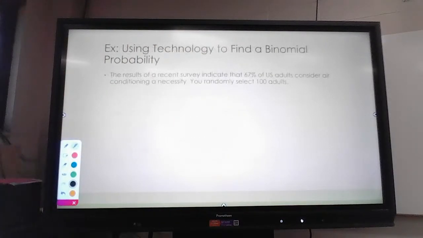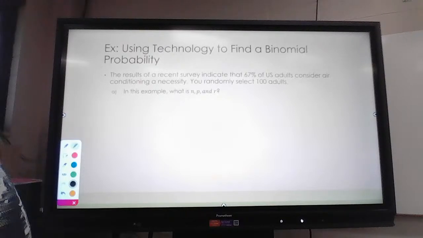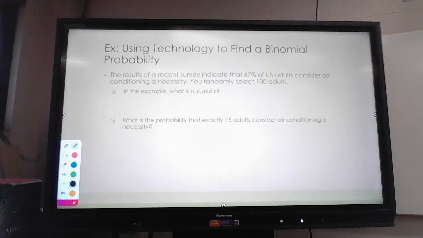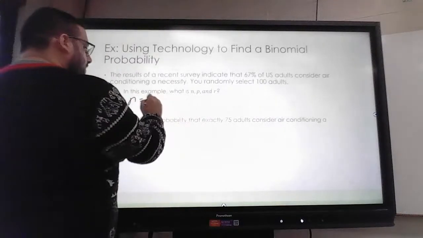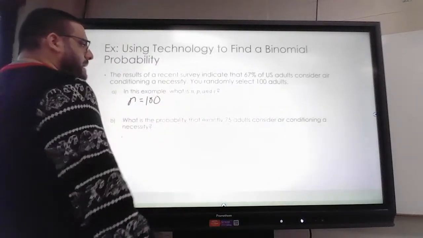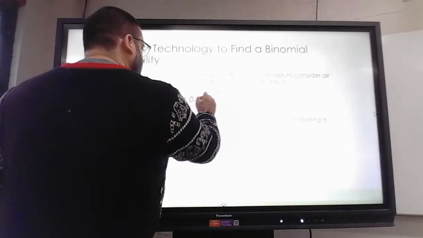The results of a recent survey indicate that 67% of US adults consider air conditioning a necessity. You randomly select 100 adults. In this example, what's N, what's P, and what's R? Well, I don't know what R is. I want the probability that exactly 75 adults consider air conditioning a necessity. There's my R. So my N, that's how many people that I'm selecting in total, 100. What's my probability of success? 67%. So P equals 0.67.